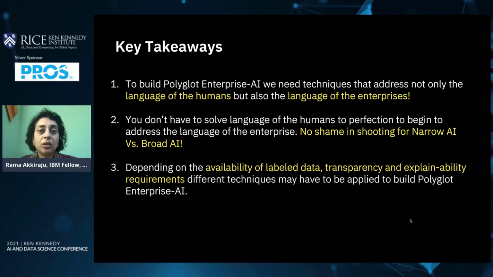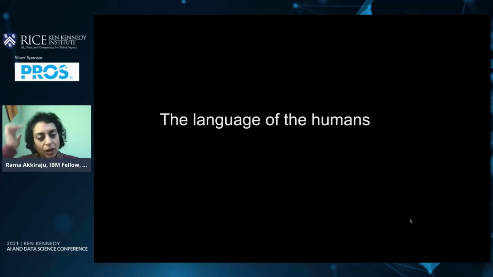Third, depending on the availability of labeled data, your transparency requirements for the business use cases and explainability requirements, different techniques may have to be applied to build polyglot enterprise AI. I know those three things may sound somewhat abstract at the moment, so let's go through the rest of the talk and I'll illustrate them with more examples.